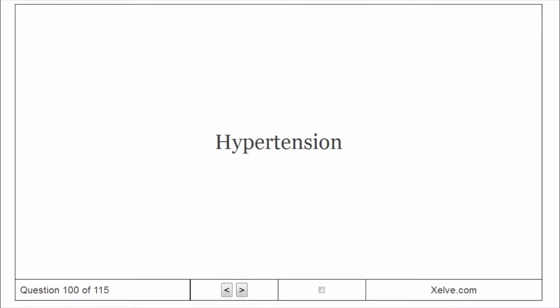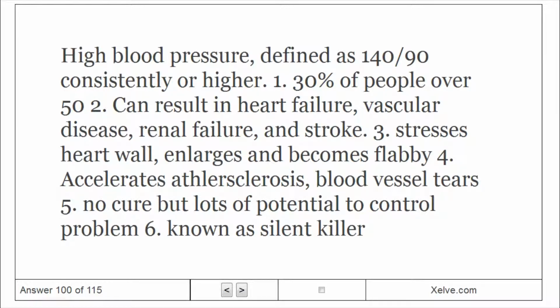Hypertension, high blood pressure, defined as 140/90 consistently or higher. 1. 30% of people over 52. 2. Can result in heart failure, vascular disease, renal failure, and stroke. 3. Stresses heart wall, enlarges and becomes flabby. 4. Accelerates atherosclerosis, blood vessel tears. 5. No cure but lots of potential to control the problem. 6. Known as the silent killer.